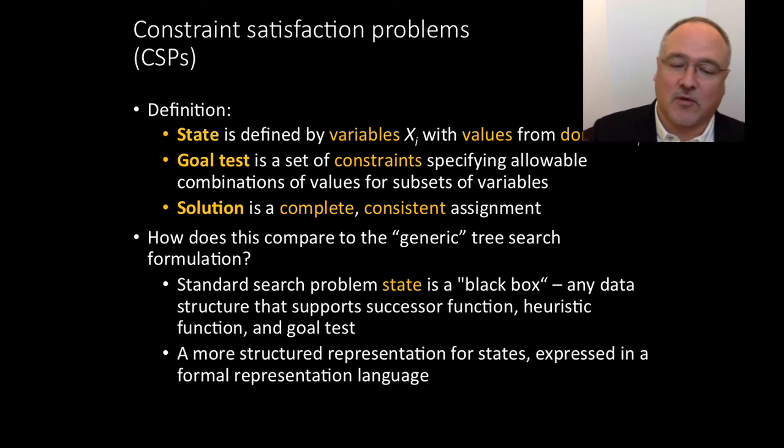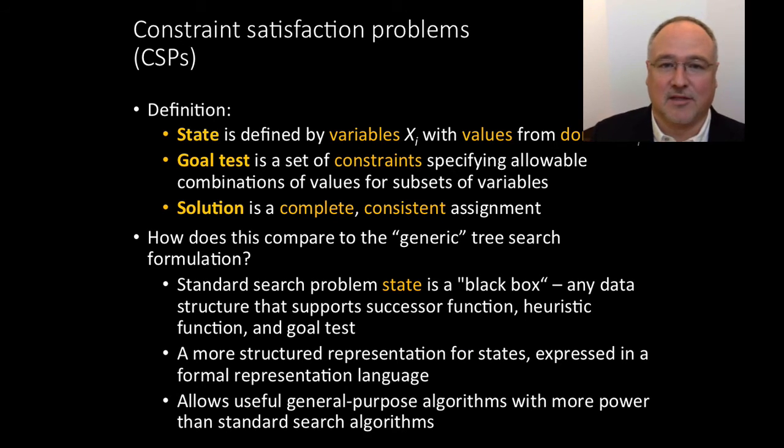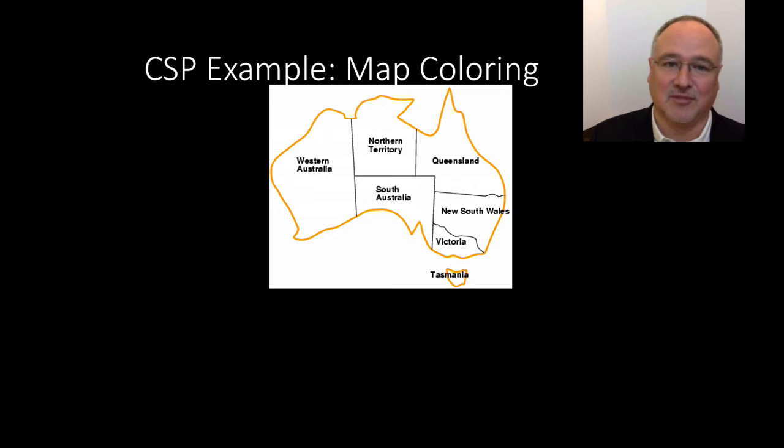With CSPs, we have a more structured representation for states. For example, Tennessee equals red, or Georgia equals green, for example. And we use a formal representation language. So we start to specify constraints, values, and variables in a particular way for different constraint satisfaction problems. Third, a constraint satisfaction problem allows a more useful general purpose algorithm with more power than our standard search algorithms. We can solve more and more interesting problems.